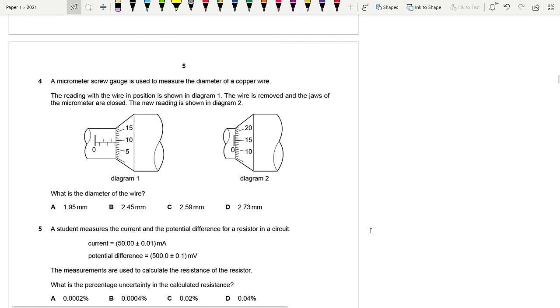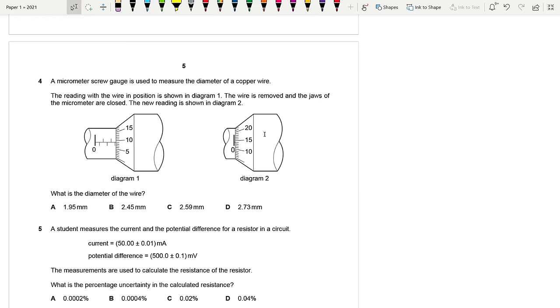For four, a micrometer screw gauge is used to measure the diameter of a copper wire. So hear me out, guys. The reading with the wire in position is shown in diagram one. The wire is removed and the jaws of the micrometer are closed. The new reading is shown in diagram two. What is the diameter of the wire?